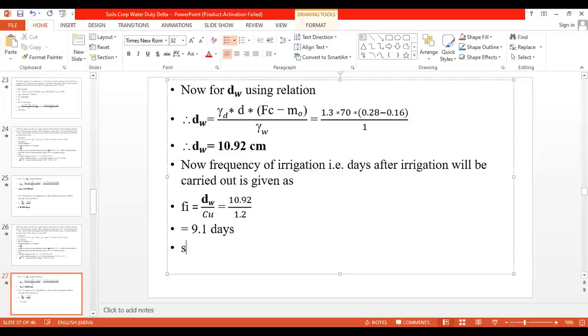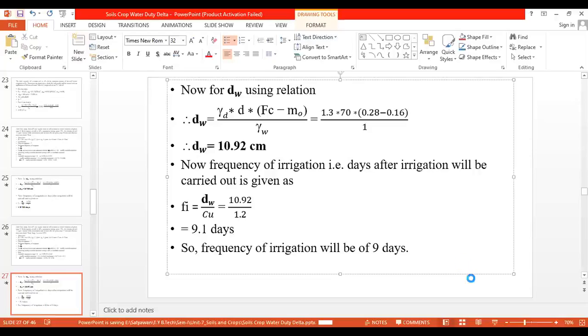So frequency of irrigation will be 9 days, or in other words we can say the next irrigation will be started after 9 days. Is it clear now?